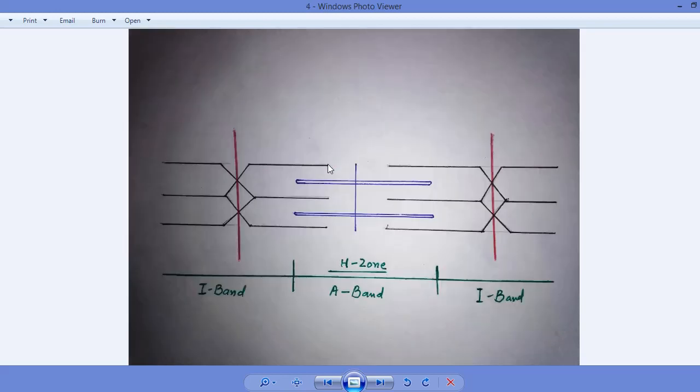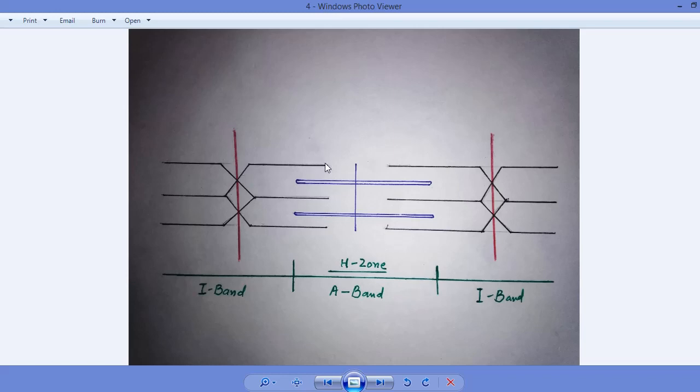This myofibril consists of heavy and light chains. The heavy chains of protein are called myosin filament. The myosin filament is represented by the blue color over here. This is the myosin filament, and these are the actin filaments. These are the light protein filaments, or actin filaments.